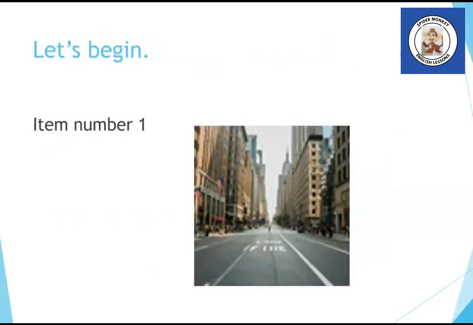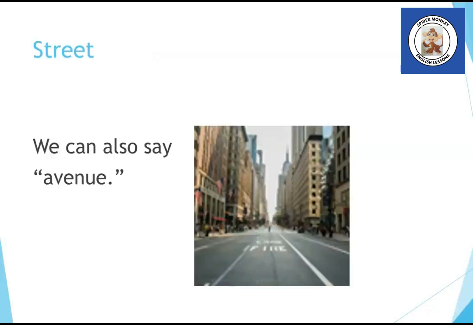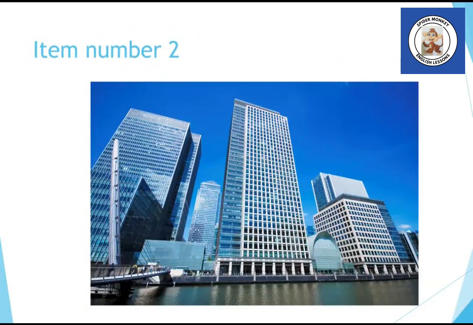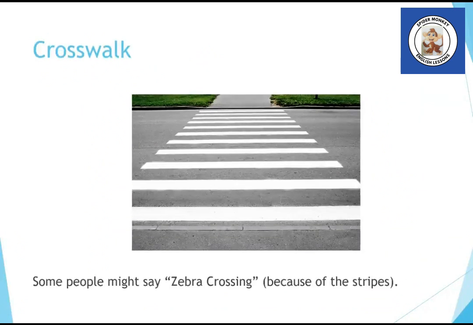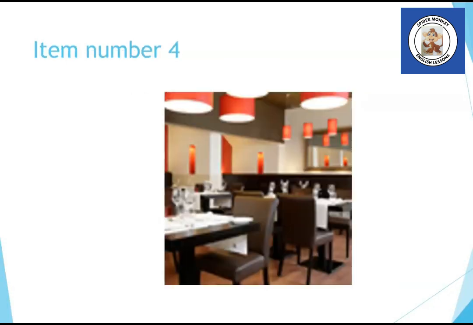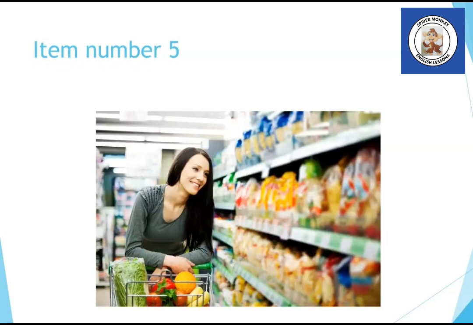Ready? Let's begin. Item number 1. Street. We can also say avenue. Item number 2. Building or buildings. Item number 3. Crosswalk. Some people might say zebra crossing because of the stripes. Item number 4. Restaurant.